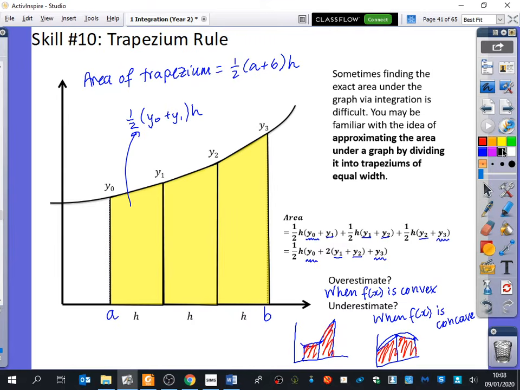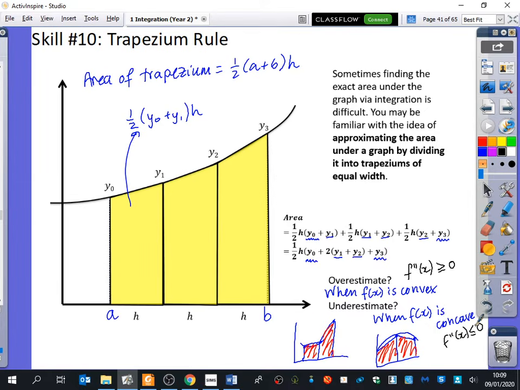Can anybody just quickly remind me though, when is f of x convex? The second derivative is greater than or equal to 0, and for this one, the second derivative is less than or equal to 0. Okay? So we're going to do a couple of examples of this.